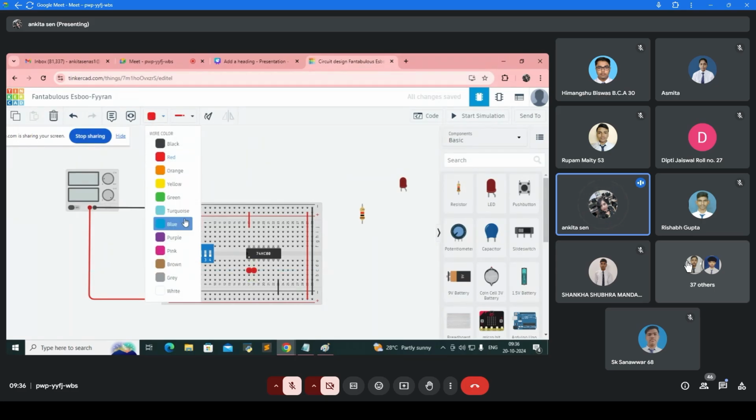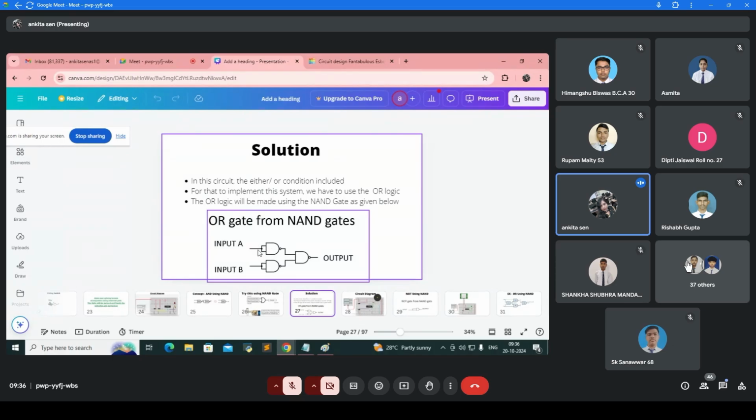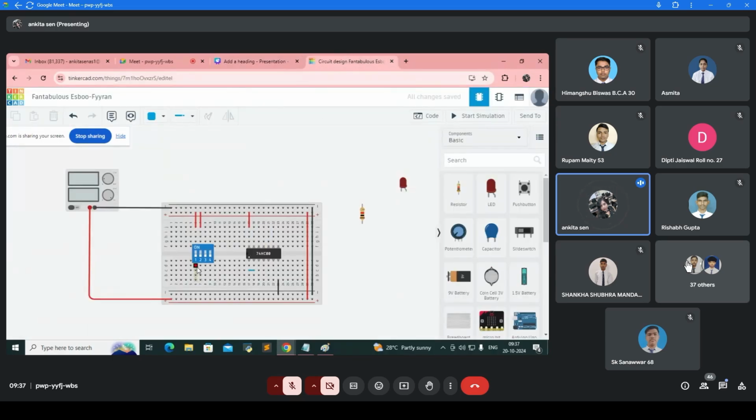Change the color to something else. Let it be blue. So next, what you have to do? This is shorted. The input A needs to be connected to here. Input A means, in my case, I have considered this one as the input. So I just connected it here. Got it?